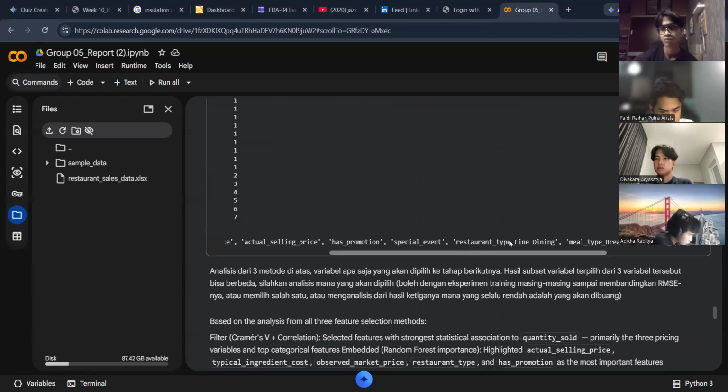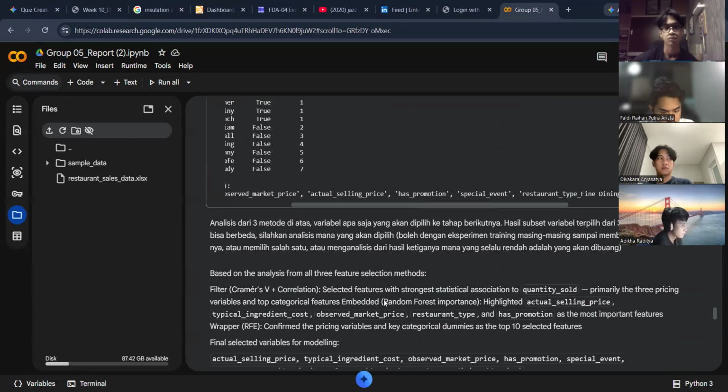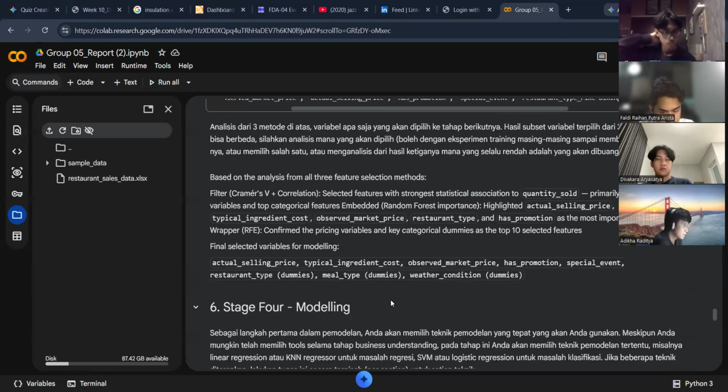From the convergence of all 3 methods, the final feature set selected for modeling consists of actual selling price, typical ingredient cost, observed market price, has promotion, special event, plus one-hot encoded dummies for restaurant type, meal type, and weather condition. The result is a total of 28 features. And the next section will be explained by Divakara.